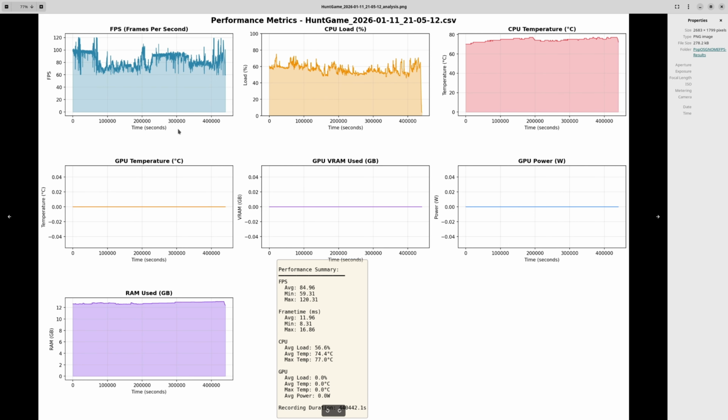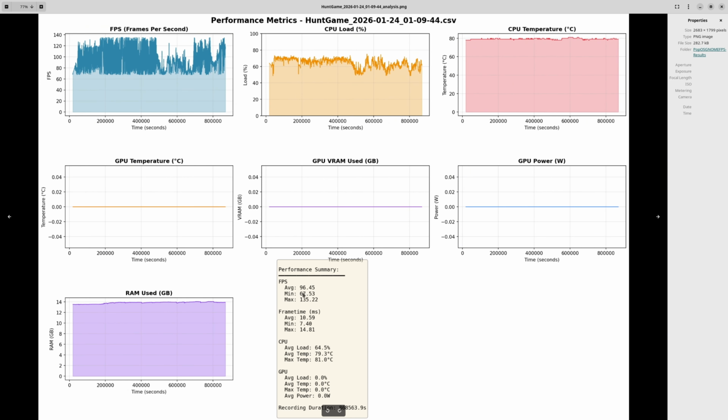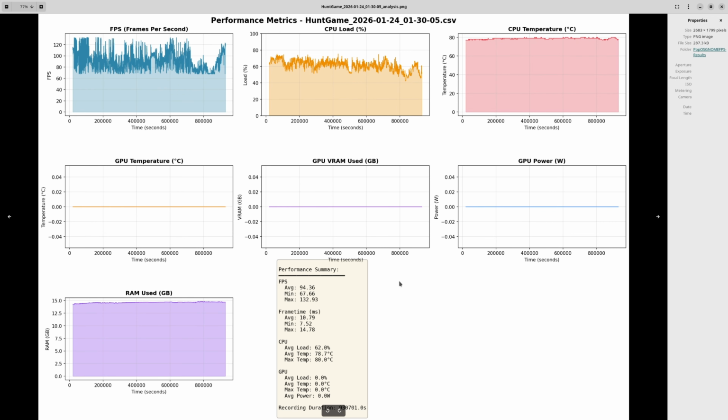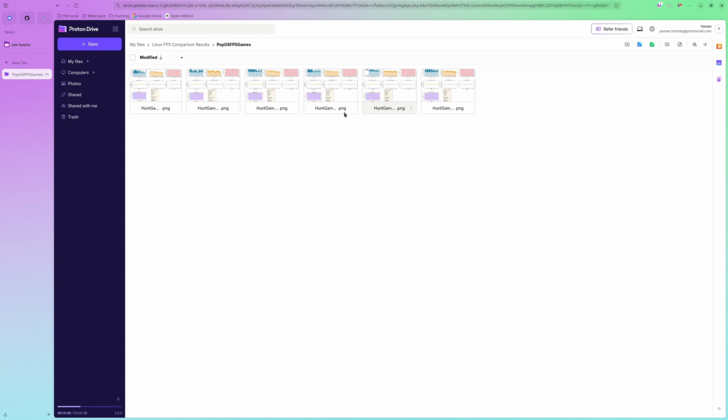Okay, so the average from this game was 84 FPS, about 56% CPU load. These are mainly the metrics that I'm looking at. Next game is 97 average FPS, 63%, 96, 64, 94, and 62. Okay, so let's go to the Cosmic desktop data. That was Gnome.